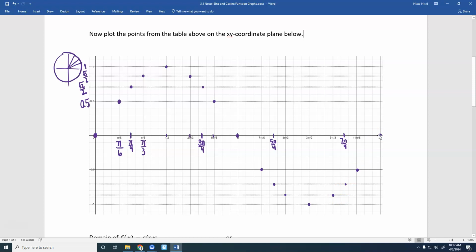But what would happen if I kept going around that unit circle? Those numbers kept getting bigger and bigger. It's just going to keep going that same amount, right? So this would keep on forever, right?